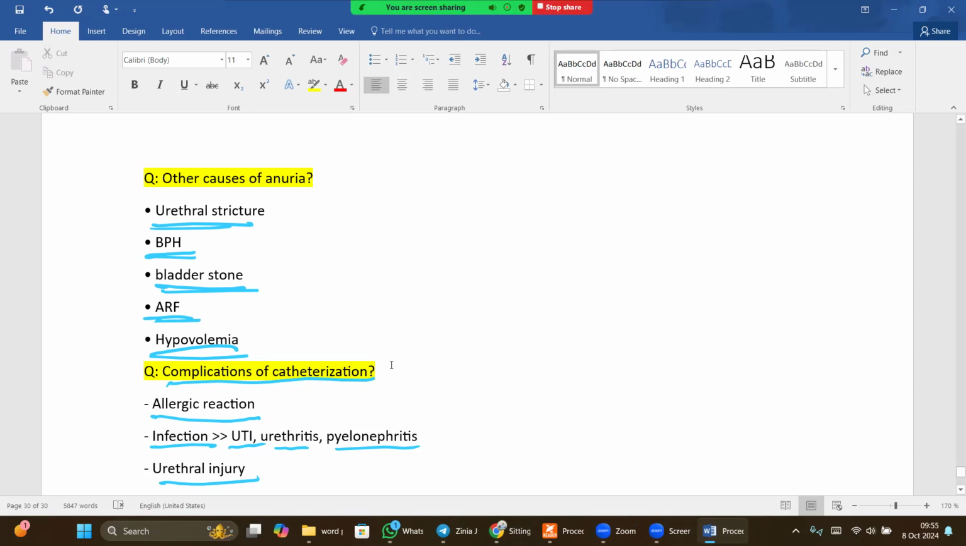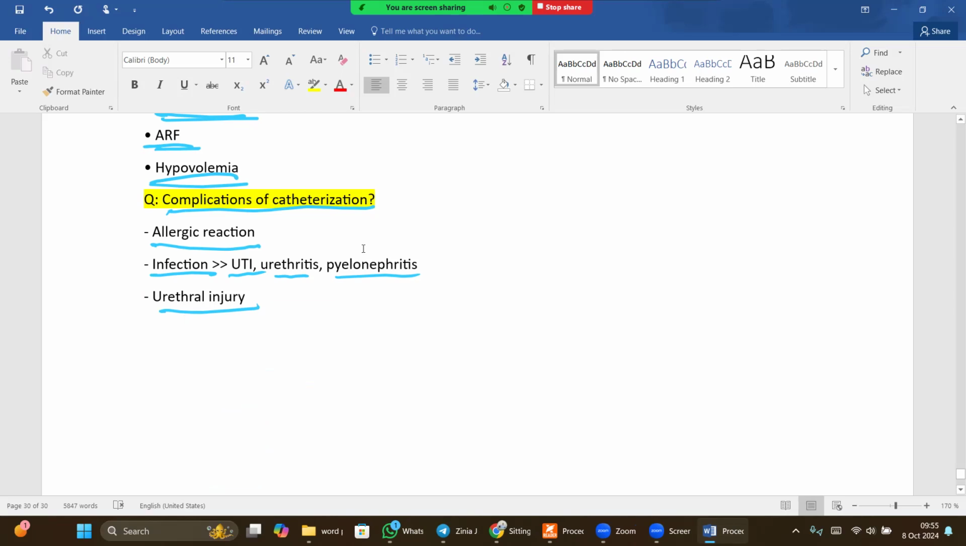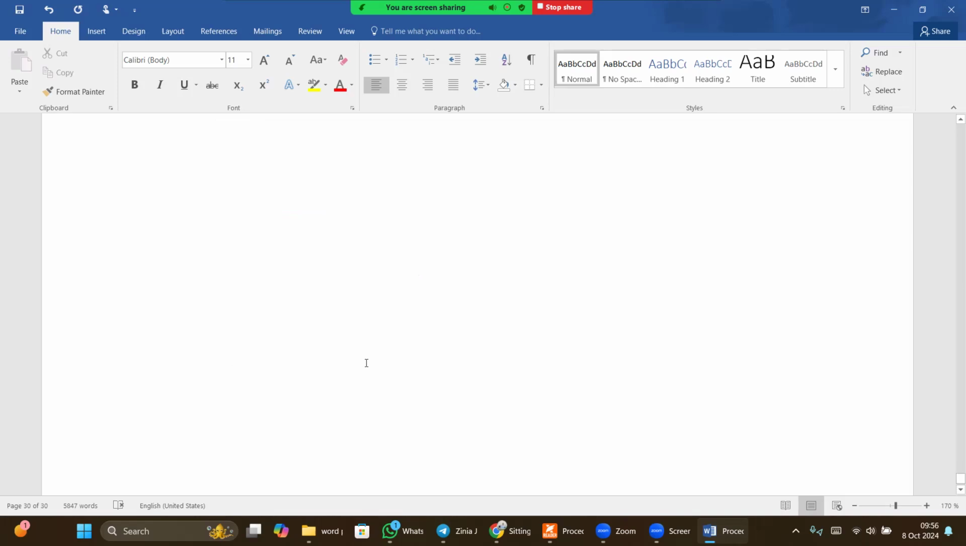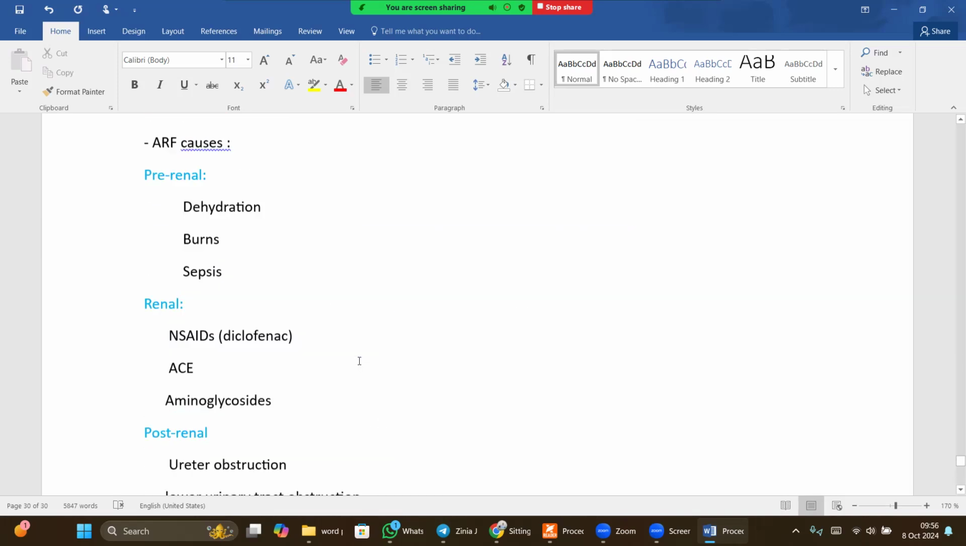Complications of catheterization: allergic reaction from latex, iodine, or anesthetic gel; infection like urinary tract infection, urethritis, prostatitis; and urethral injury. So this is all about questions.